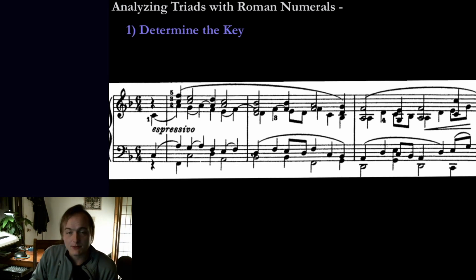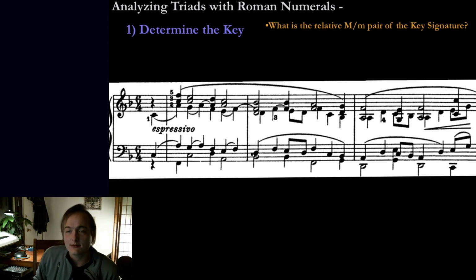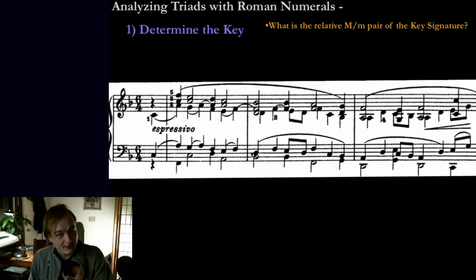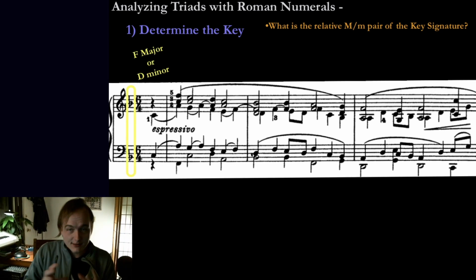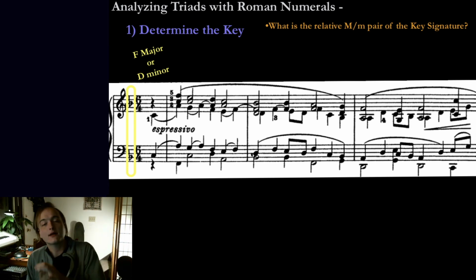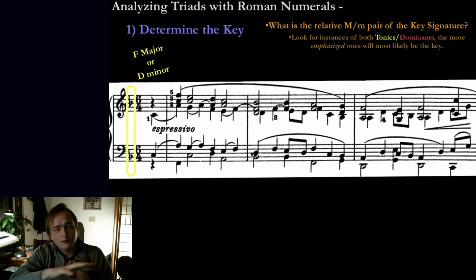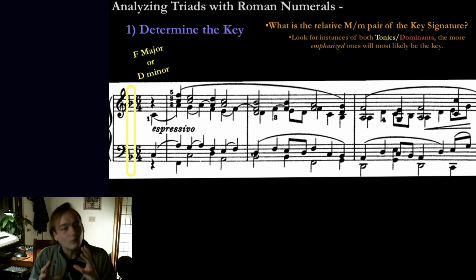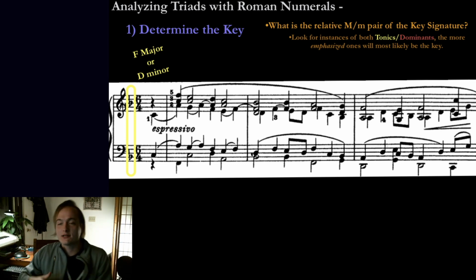So number 1 is determine the key. And as we kind of already saw, we might ask ourselves, what is the relative major minor pair that this key signature says? Well, the key signature is 1 flat, B flat. So the relative major minor pair is F major or D minor in this case. And then you might ask, well, okay, so how do I know which one is which? This really comes down to those patterns of emphasis. As I say here, look for instances of tonics and dominants in both keys. Decide which one is more present or which one is more emphasized. In other words, which one is right there at the beginning or which one is right there at the end.